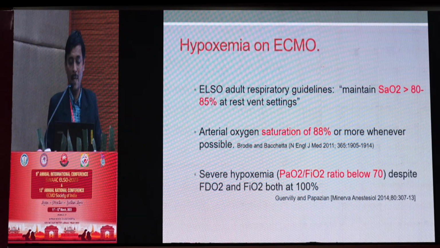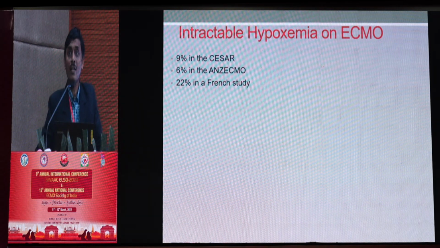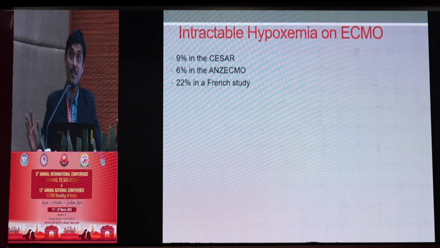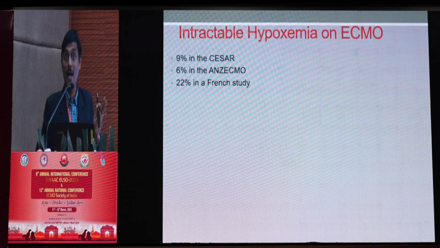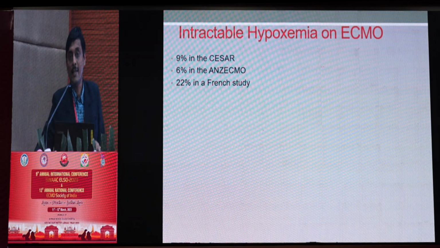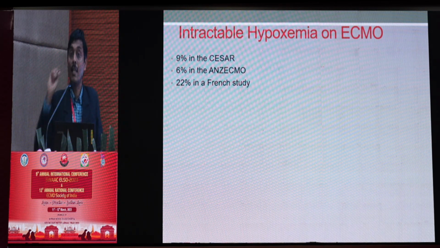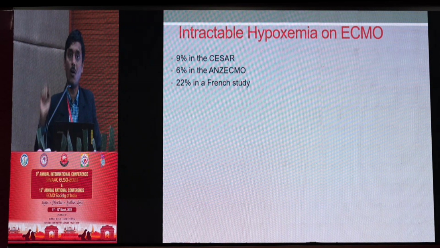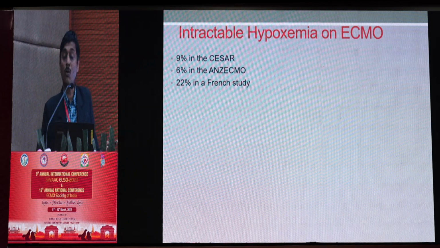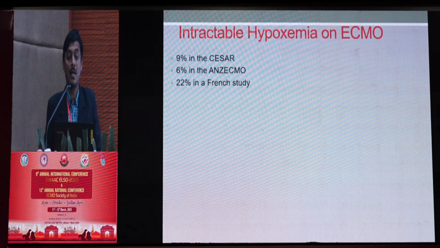Now comes a major thing. If we are talking about hypoxemia on ECMO, do we have to really worry about it? Or how frequently do you get to see it? Well, it was observed that about 9% of the patients in the CESAR trial had refractory hypoxemia. Clearly, the definition was different, and I'm not going into the depth there. About 6% of those patients who were included in the ANZ ECMO study for the H1N1 ARDS had refractory or intractable hypoxemia on ECMO. And one of the French studies quoted almost 1/4 of their patients getting intractable hypoxemia on ECMO.